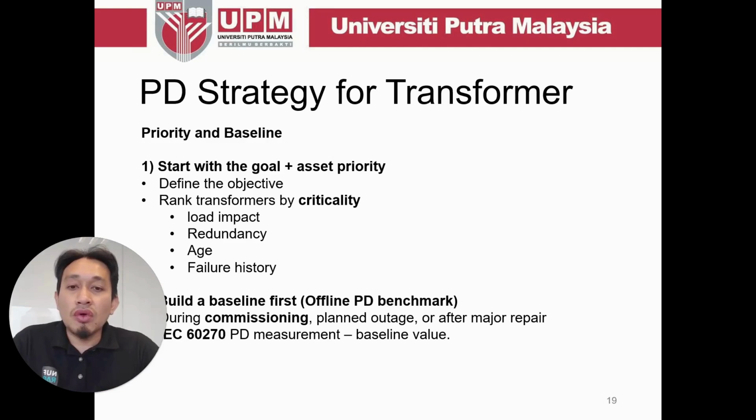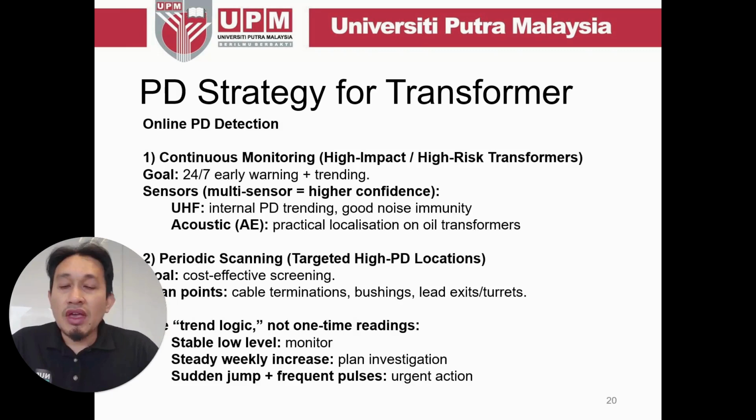The baseline is typically an offline PD benchmark using IEC 60270. This can be done during commissioning, during plant outage, or even after major repair. We could not prevent PD due to a few factors. So as we have the baseline value, we can monitor whether the PD is increasing or maintained at a static level.